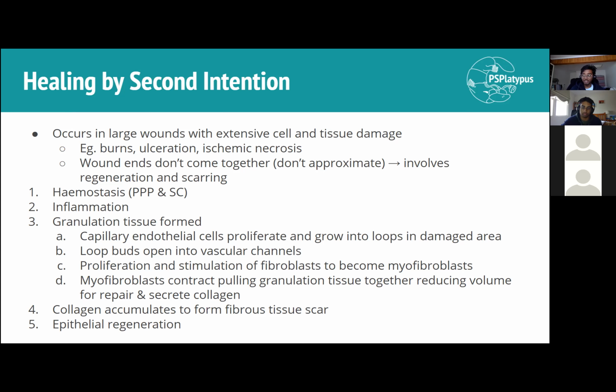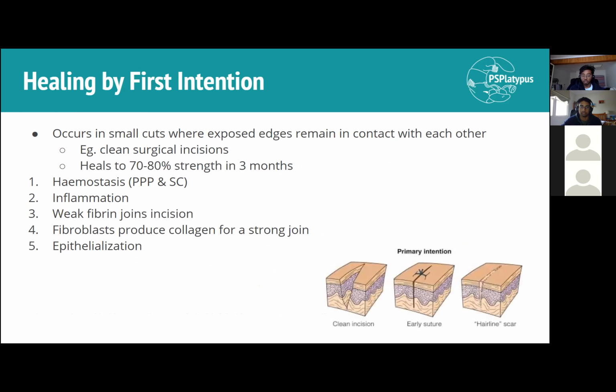I just got a question asking, is healing by first or second intention considered scarring or irreversible? So first intention is typically pretty reversible, but it's a combination of both factors, because you can leave a scar in this case. As you can see in the bottom right, it's a hairline scar, but regeneration also happens.